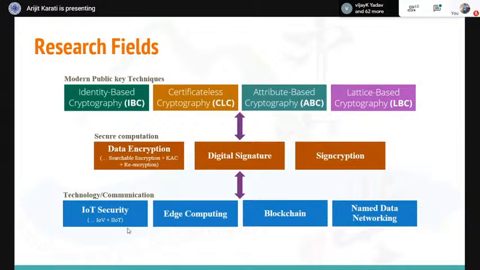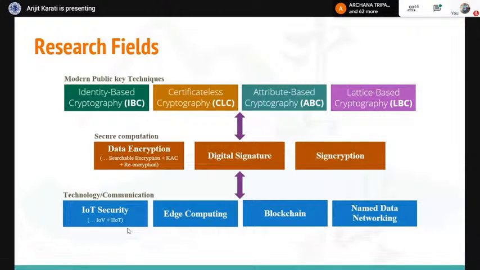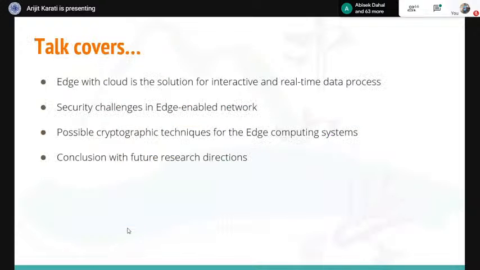So basically in today's talk, we'll be discussing edge computing techniques and how edge can enhance data speed, like data download speeds, and what the challenges in edge computing are. So basically this is my overall research field. In today's talk, we'll be discussing the following topics.